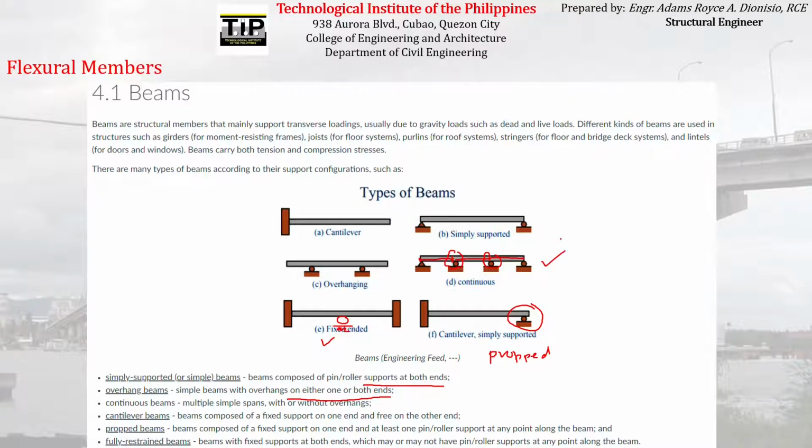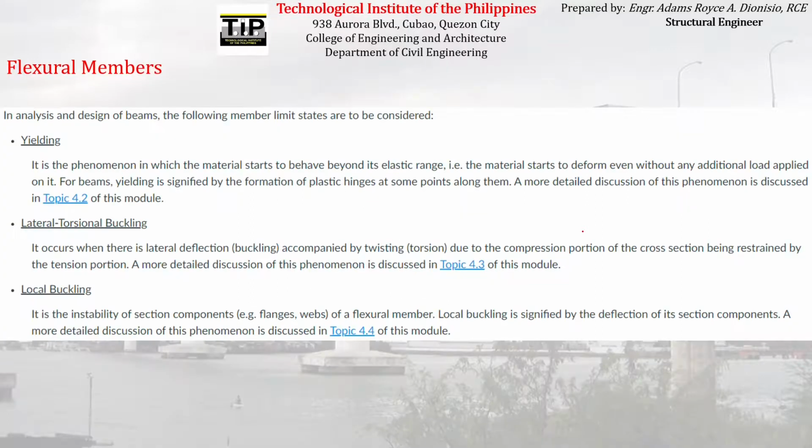Anyway, most of the time, ganito na itsura ng continuous beam. Usually, walang moment na nire-resist. Okay, so that is usually the different places or different types of elements that you can usually see a flexural member or a beam. Okay, so that is the definition of a beam. In analysis and design of beams, the following member limit states are to be considered. So ito yung mga chine-check natin usually whenever we design or analyze a beam or flexural member.